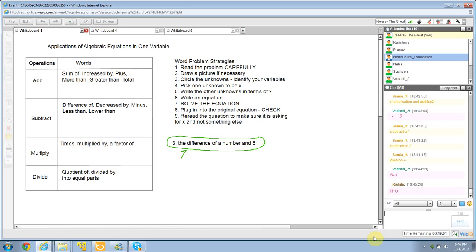I don't want to go on until I know that you guys are understanding this. So you guys need to make sure you put the answer in.